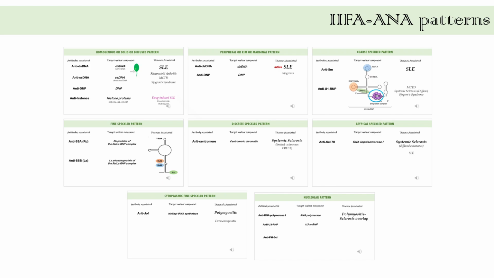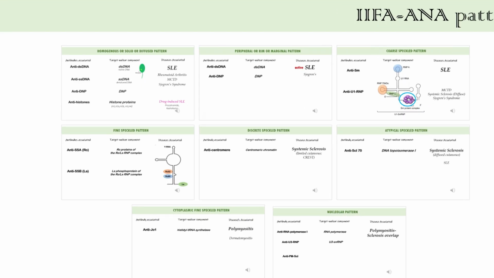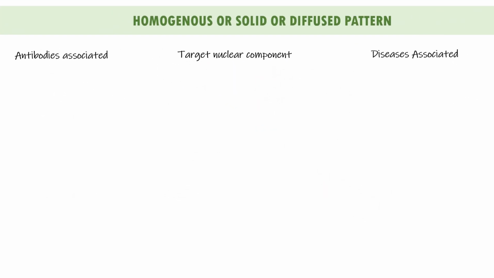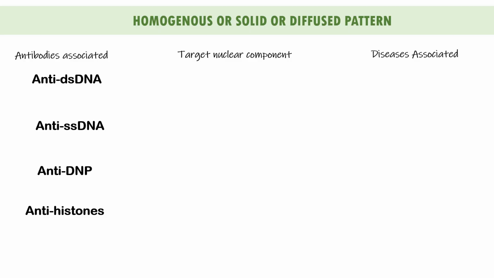So let us now dive into the different ANA patterns and the particular antibodies and diseases associated to each of them. First is the homogeneous pattern, also known as the solid or diffuse pattern. Again, this is associated to the ANAs that target the DNA and DNA protein complex, particularly your anti-dsDNA, anti-ssDNA, anti-DNP, and antihistones. So for anti-dsDNA, of course, it specifically targets the double-stranded DNA, also known as the native DNA.